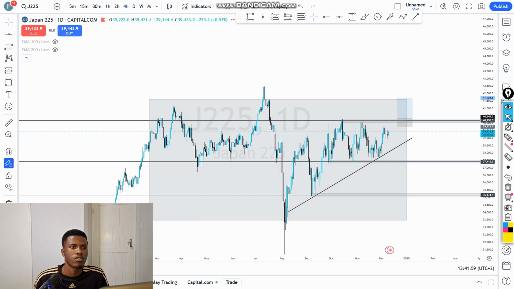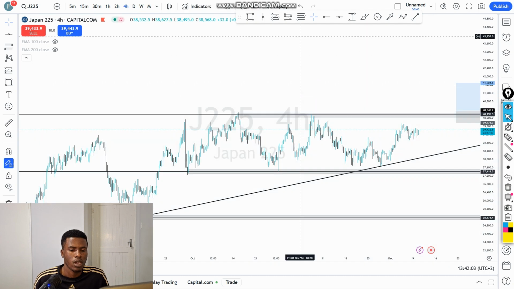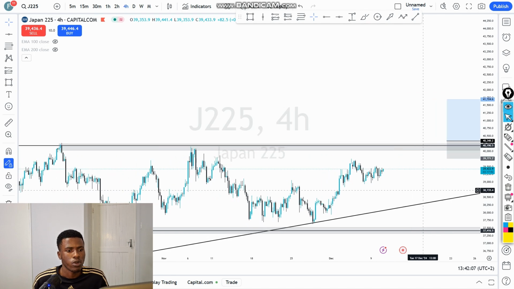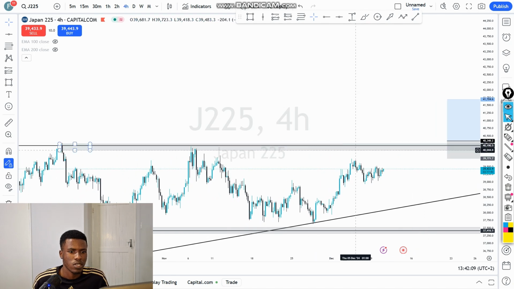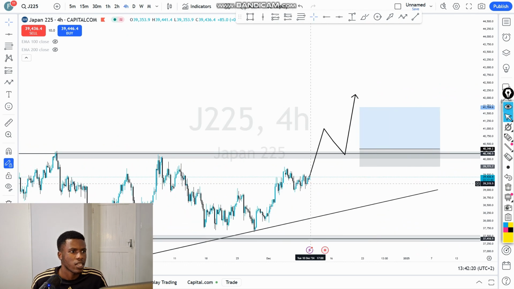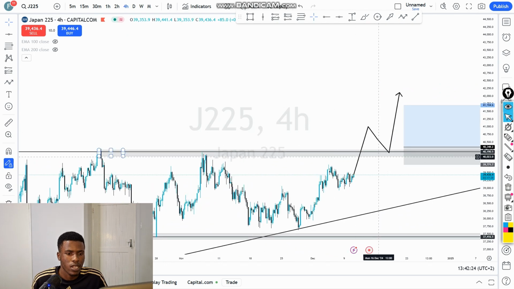But I will be more convinced if we do break, if we do continue to the upside, since on the fundamental side we are getting a bullish reading. So I will not mind seeing this resistance right here break and then maybe a continuation to the upside. Something like this I will be looking for, because the fundamentals are saying Nikkei has more potential to the upside than the downside. So I'm not looking to short anything. If it does come to this area, we may see some consolidation right here.